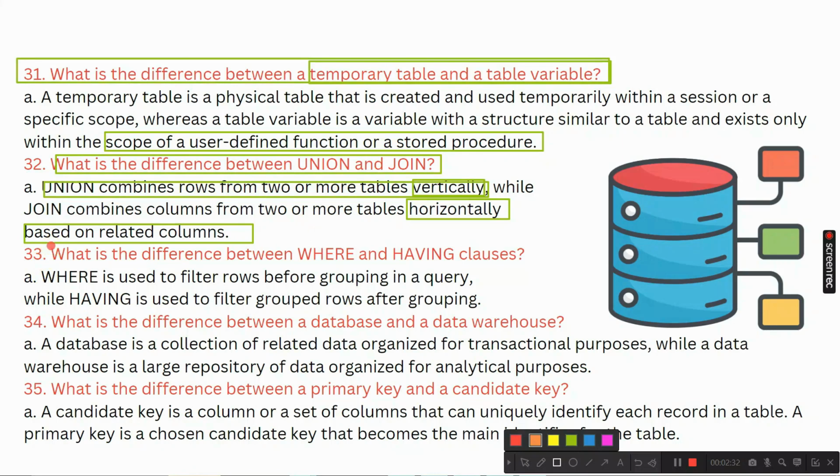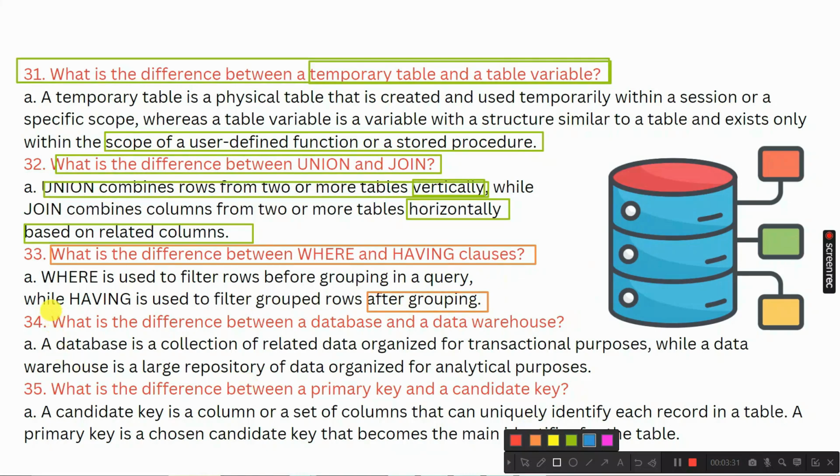Next is, what is the difference between where and having clause? This is also an important question. Where is basically used to filter rows before grouping in a query, whereas having is used to filter grouped rows after grouping. This is the difference between the where clause and having clause.